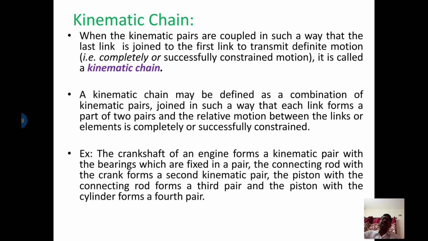An example is the crankshaft of an engine, which forms a kinematic pair with the bearings which are fixed in a pair. You can observe the kinematic chain in the total reciprocating engine mechanism. Now the connecting rod with the crank forms a second kinematic pair. The piston with the connecting rod forms a third pair, and the piston with the cylinder forms a fourth pair. So a total of four pairs are connected. First and last pairs are joined, then it is called a kinematic chain. The total combination of these links is called a kinematic chain.